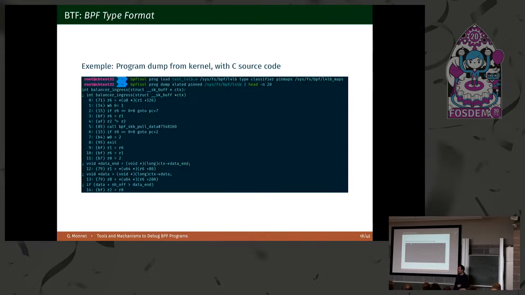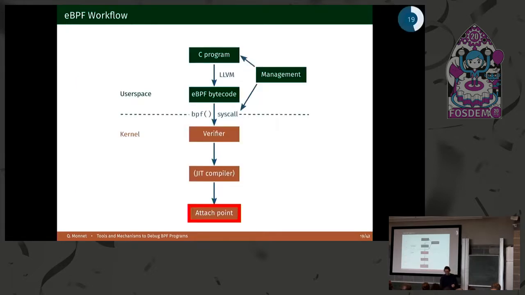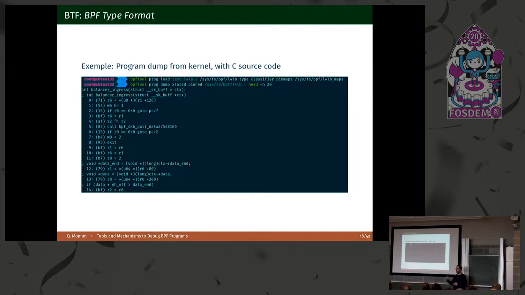So an example of a program that's being dumped with BTF format. Sorry, I didn't want to click. I have the regular BPF bytecode instructions here and below. And in the middle of that, I have the C instructions. I hope you can read, hopefully somewhat. So here I have an int balancer_ingress, which is the name of the function. Here I have if data plus offset is superior to data_end, then my program goes on. So these are the C instructions that were used to compile the program into BPF bytecode. But I get this information from the kernel now because the kernel knows this information about the program. So that's useful to understand what's going on.